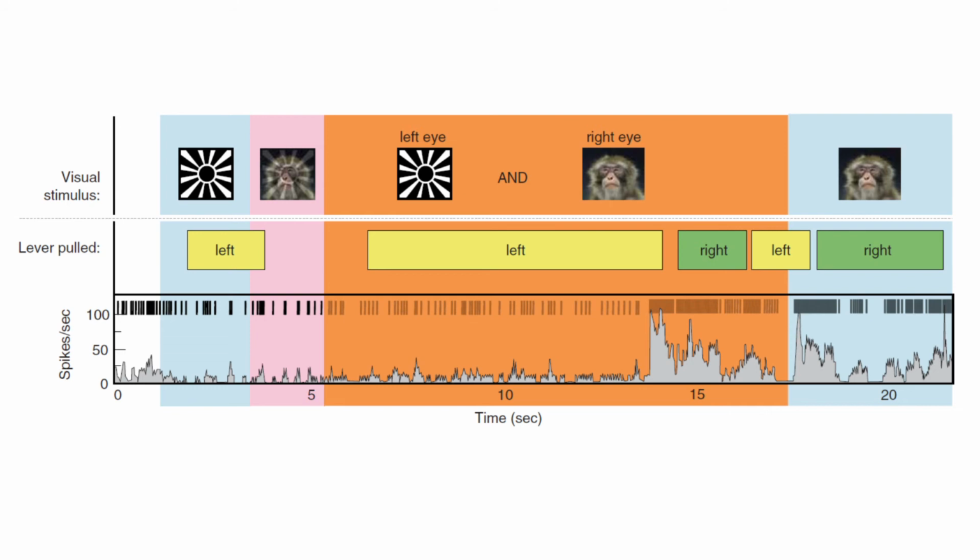But at some point they stop paying attention to that and they pay attention to the other eye, the right. You can see they press the right lever, and you can also see how action potentials increased a lot because he's detecting the face, the monkey face. This is the same neuron, so the same neuron, when you change your attention, will fire or stop firing depending on where you're paying attention. This is in the parietal lobe, the area we saw before.